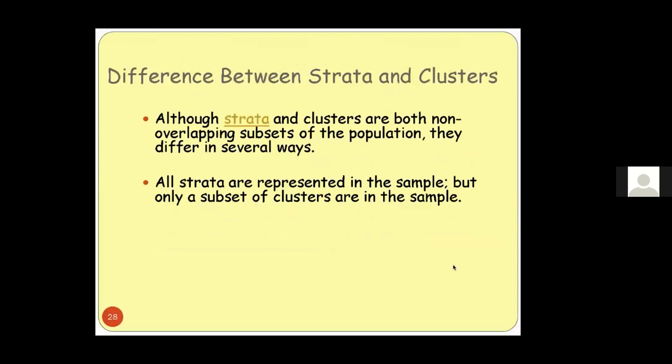The difference between strata and clusters is that although strata and clusters are both non-overlapping subsets of the overall population, they differ in several ways. All strata are represented in the sample, but only a subset of clusters are in that same sample. With stratified sampling, the best survey results occur when elements within strata are internally homogeneous. However, with cluster sampling, the best results occur when elements within clusters are internally heterogeneous.